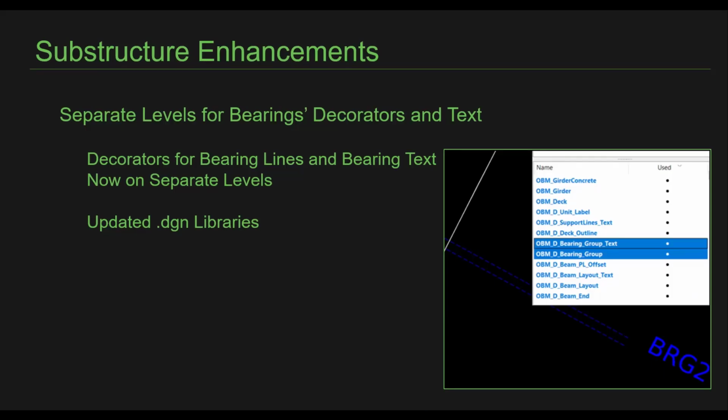Another enhancement related to bearings is the separate levels introduced for bearings, decorators and text. Previously, all of the text and the bearing decorators at elevation 0 were drawn on the same level, so it was not possible to turn off the display of the text only. Now, since they are on separate levels, bearing lines text can be turned off while still displaying the lines themselves, allowing more flexibility in terms of plans production.